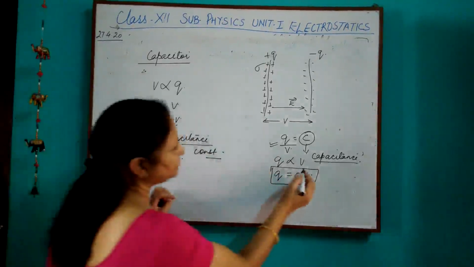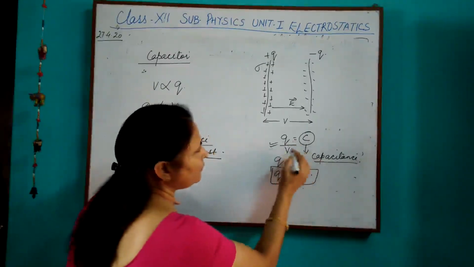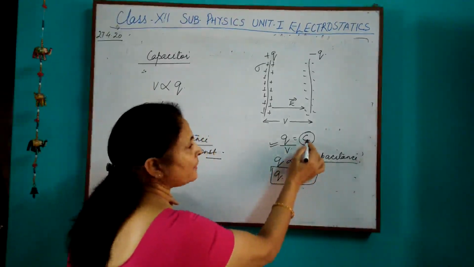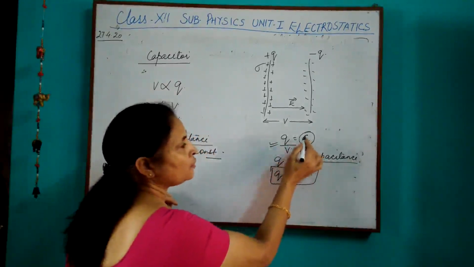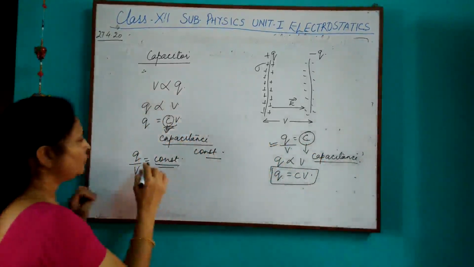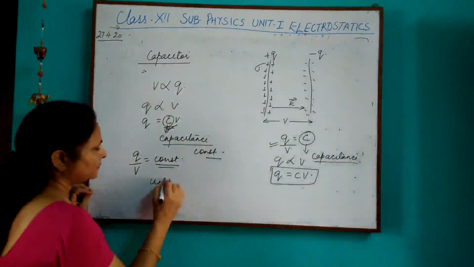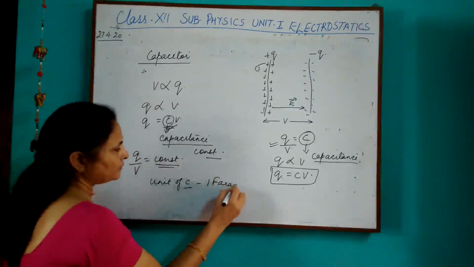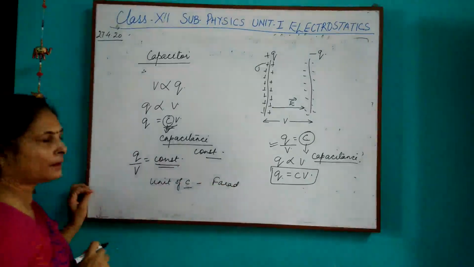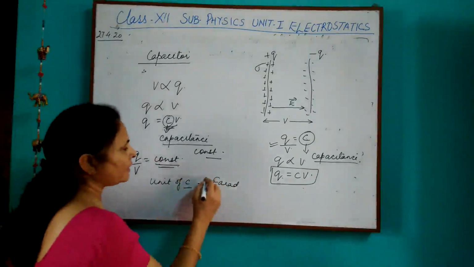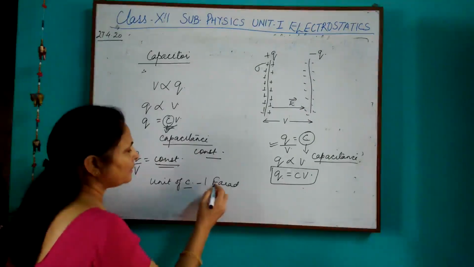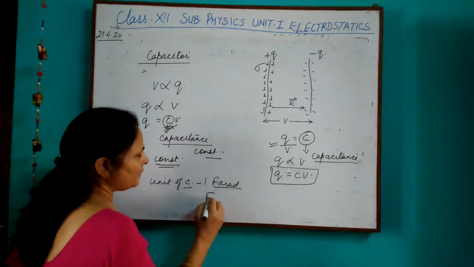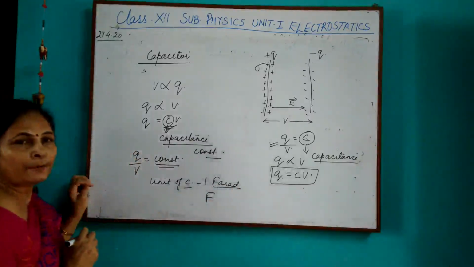Capacitance, now from here C will be equal to Q upon V. So capacitance of a capacitor is said to be 1 farad. The unit of capacitance is farad. When we define the unit, we write farad, which is denoted by F.